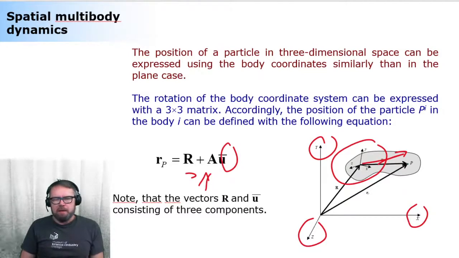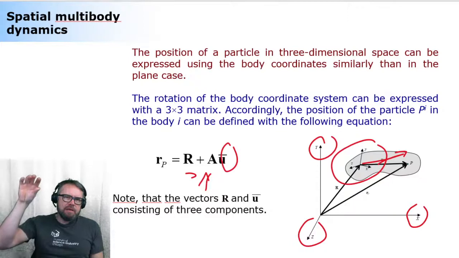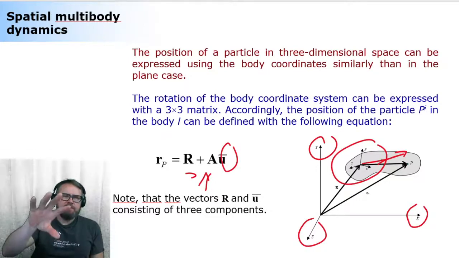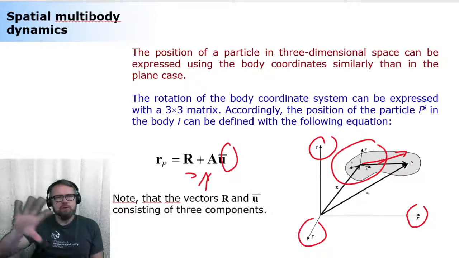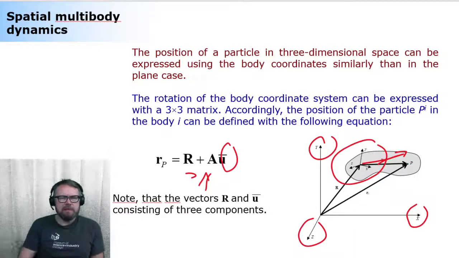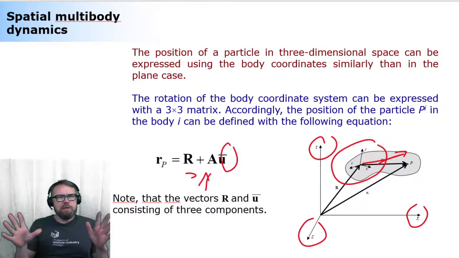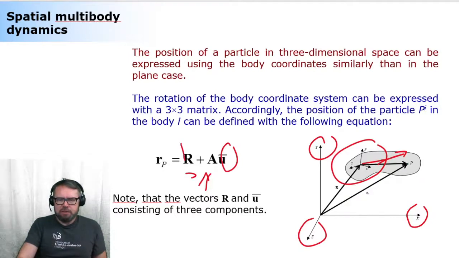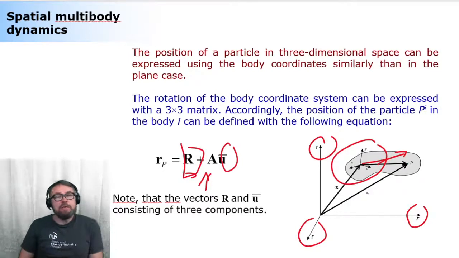So first, we introduce a body reference coordinate system. With help of body reference coordinate system, we can introduce a vector u-bar that is scanning every single particle within the boundaries of the body. And then we map the body reference coordinate system to global coordinate system with help of a 3 by 3 rotation matrix. And then that can be added to description of translation, and the translation description is this vector R.